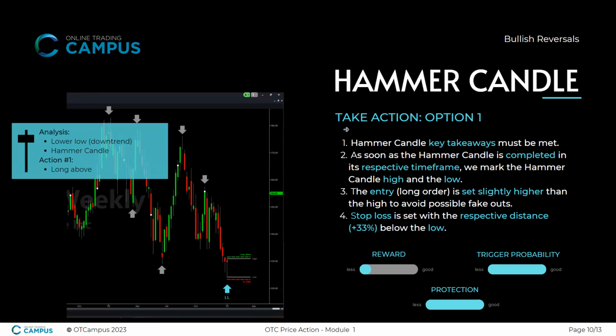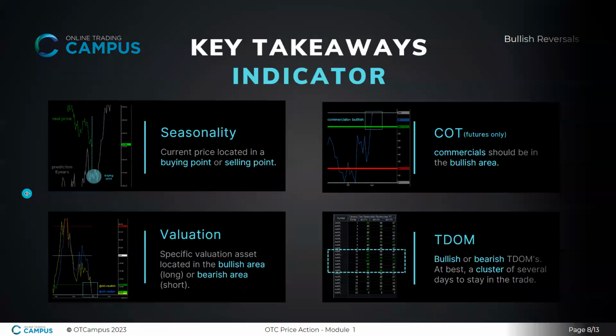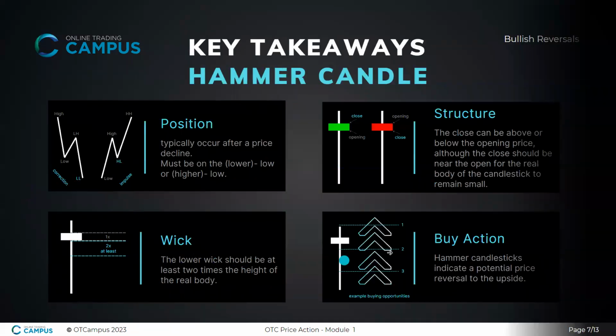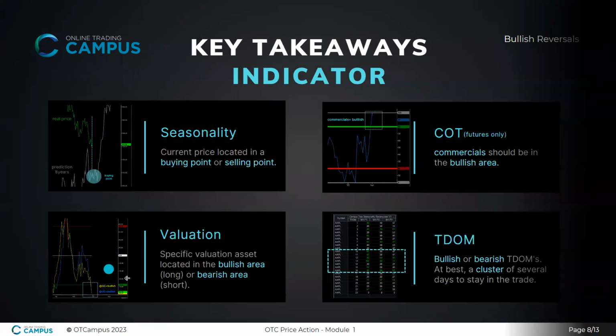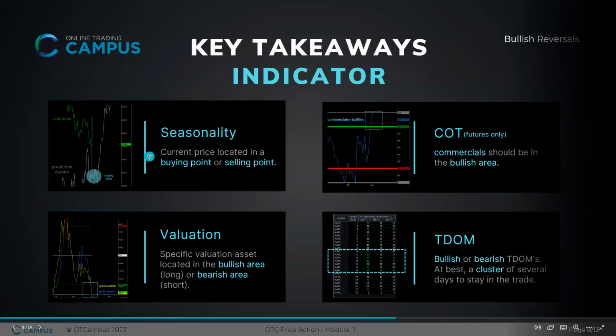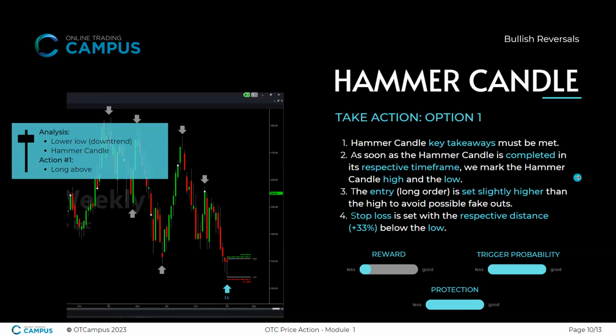Let's check together here our 4 points. The hammer candle key takeaways must be met. That means it must be met. Very important that we have a position, fine, wick, okay, structure, okay, and then one of the 4 buying actions. This is an add-on, okay? This is fine, it's good to have.